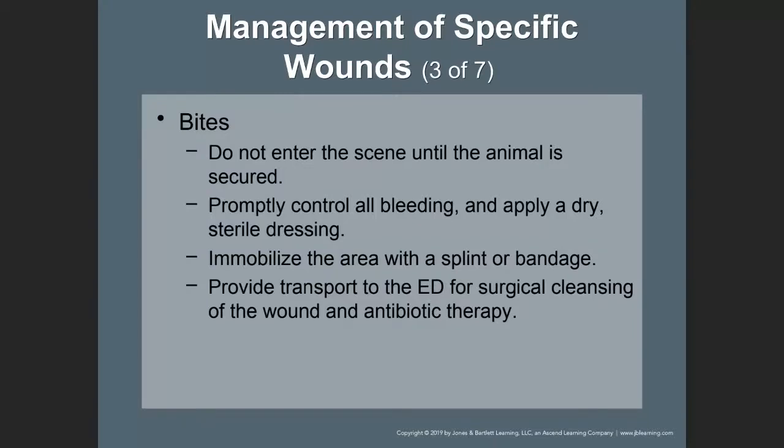With bites, do not enter the scene until the animal is secured. Promptly control all bleeding and apply a dry, sterile dressing. Immobilize the area with a splint or bandage. Provide transport to the ED for surgical cleansing of the wound and antibiotic therapy.